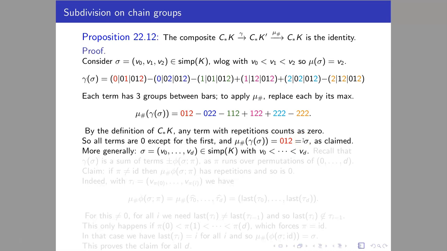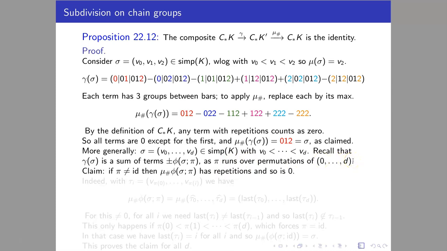We want to claim that actually works for an arbitrary D simplex, so let's go through that a bit. We've got a typical D simplex for K. You've got a chain of vertices V0 up to VD, which we are writing again in increasing order, so that the mu of sigma hat is VD. Gamma sigma is a sum of terms of the form plus or minus phi sigma pi, pi running over all possible permutations of 0 up to D.